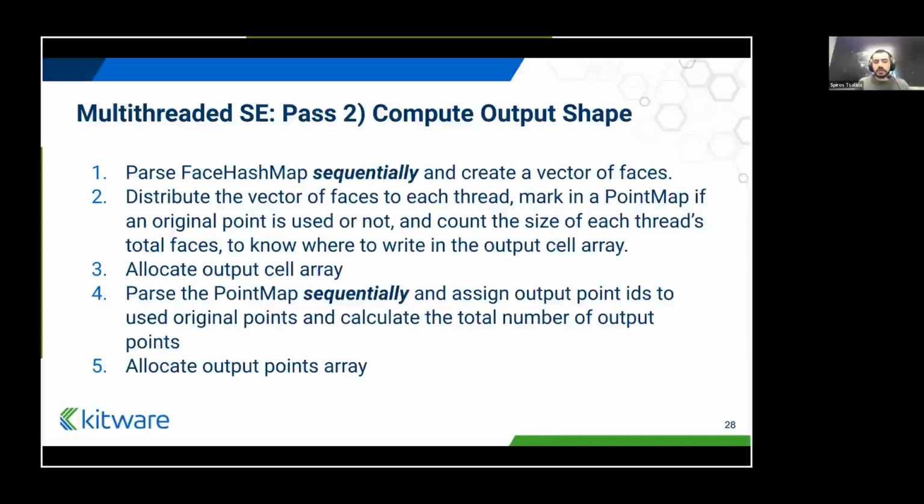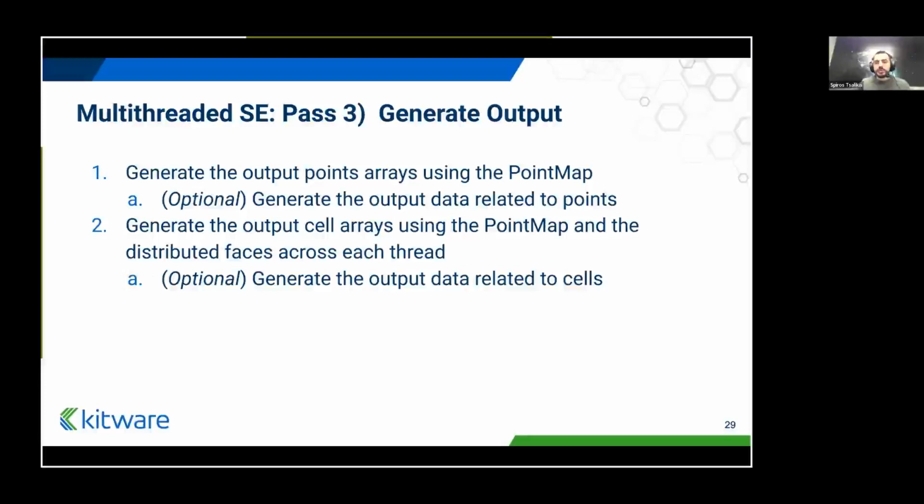And then we also allocate the output point array only once. And once we do that, we generate the output points arrays using the point map. We can also optionally output related data to the points. And then we generate the output cell arrays using the point map and the distributed phases across each thread. And optionally also generate the output data related to cells. So that's pretty much how the parallel version of it works.